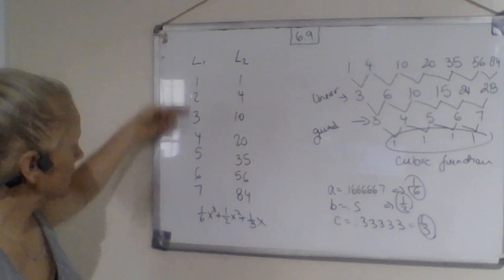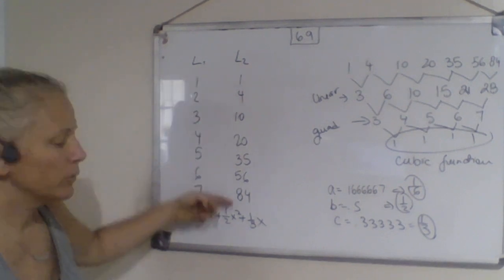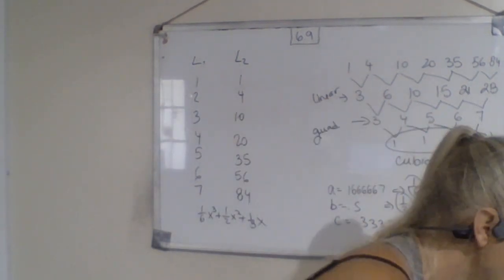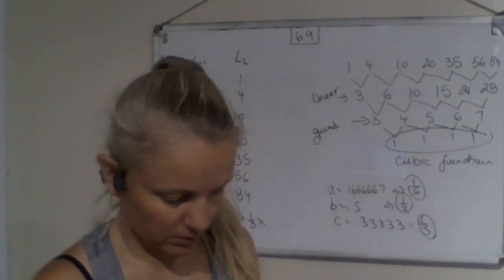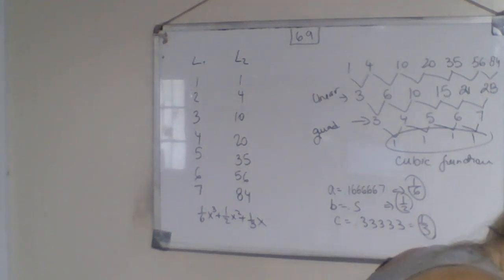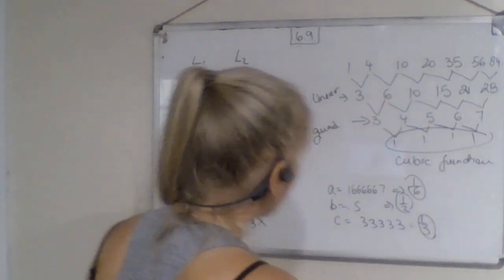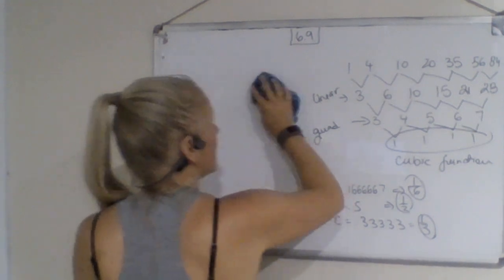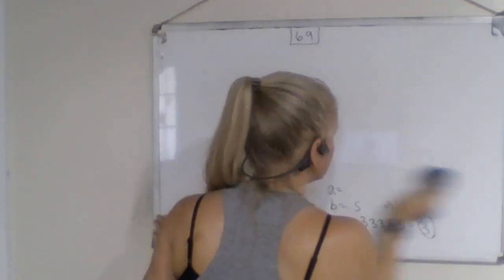How did we do this? List 1, list 2, stats, over to calc, go to option 6, which is cubic reg, and get your value out. If you flip your page to 382, we have one last word problem to deal with.